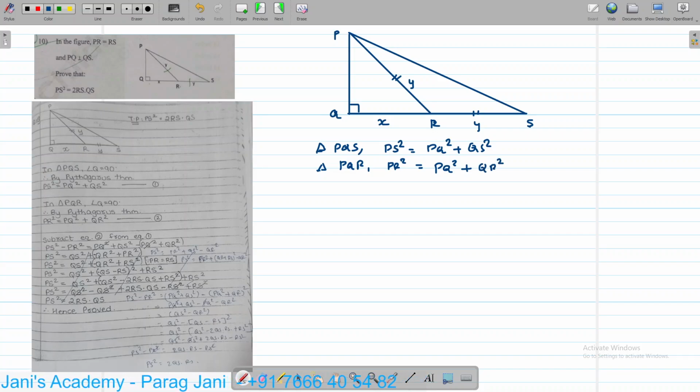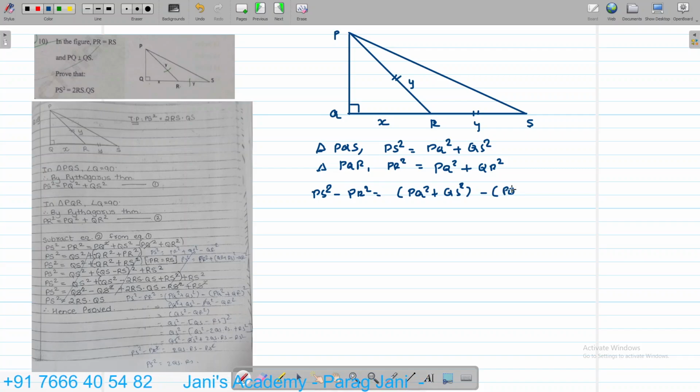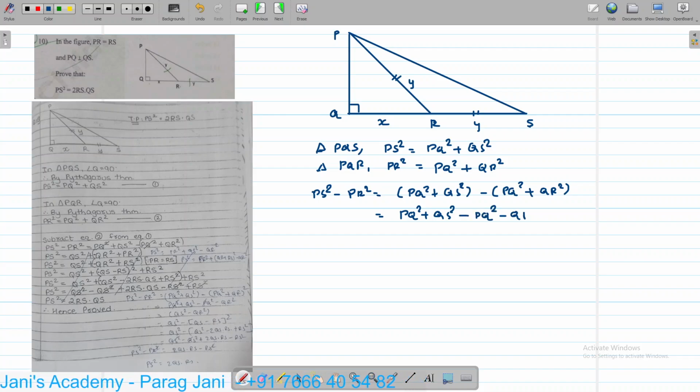Now you can subtract PS square minus PR square. So PS square minus PR square is what? PQ square plus QS square minus PQ square plus QR square. Okay, now PQ square plus QS square minus PQ square minus QR square.